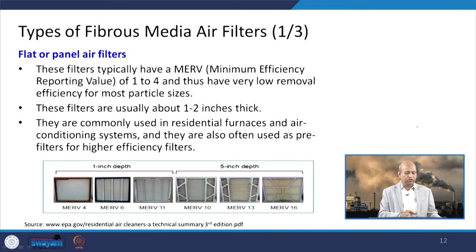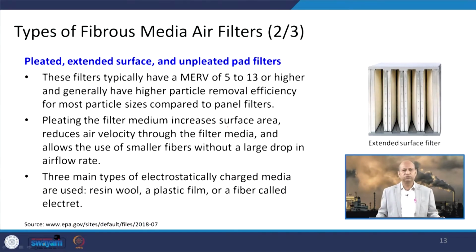Well, then flat or panel air filters can also be there. Typically they have this MERV, minimum efficiency reporting value, 1 to 4. So, different values are there depending upon their efficiency. Then thickness can also be a matter of concern, right. So, all those things we have to see, plus at the same time the pleating of these filter media can also give us better surface area, and it can reduce the air velocity and better efficiency can be achieved.